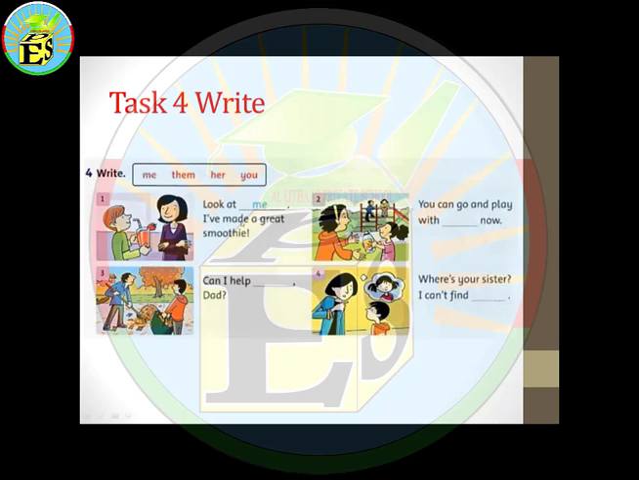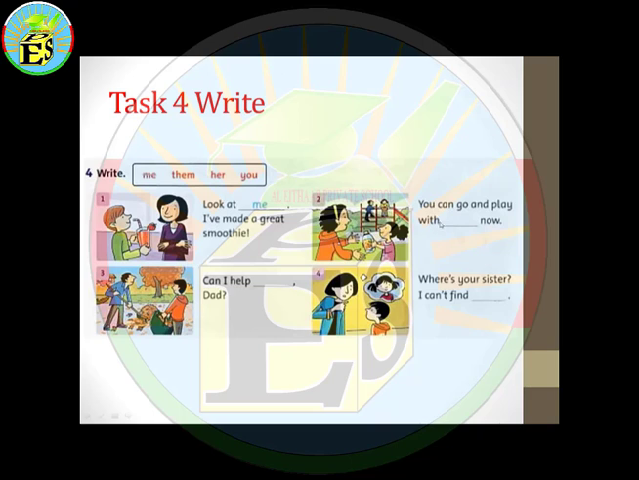Look at me, I've made a great smoothie. So this boy is talking to his mom and he's telling her that he has made a great smoothie. So we need to choose the object pronoun from this box. So "me" is done. We have to put the correct object pronoun regarding to the pictures that we have.